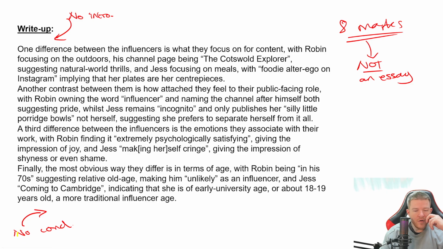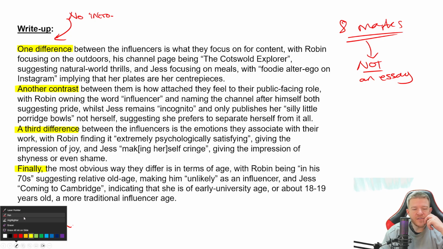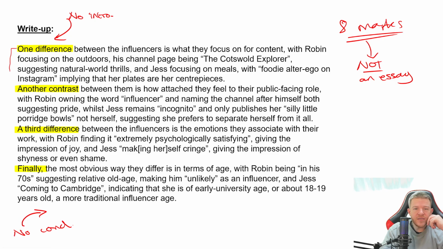Notice how, on the other hand, the writer has been guided through with one difference, another contrast, a third difference, and finally. So we do have some structural features, but we don't need to be turning this into a university dissertation. Really, really simply, we're just linking them. Then I'm just going to color code this response to make it really clear what the writer has done.